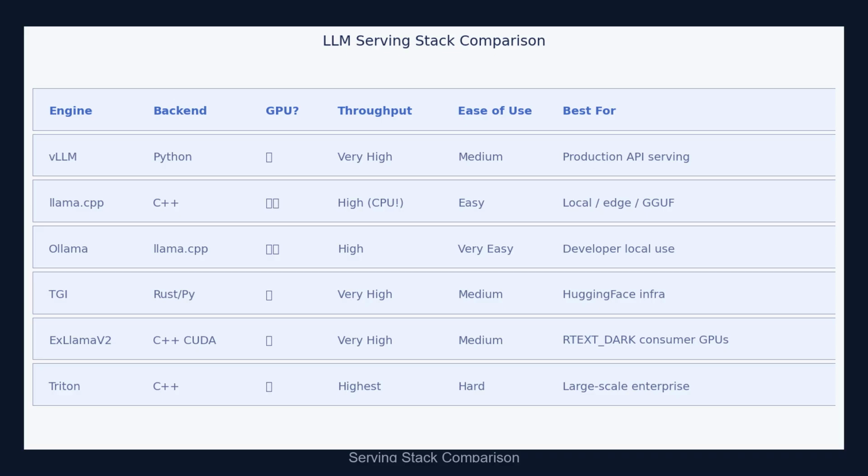TGI from Hugging Face combines Rust and Python for very high throughput and integrates naturally with the Hugging Face ecosystem. ExLlama v2 targets consumer GPUs specifically and achieves very high throughput on hardware like your P40s, worth evaluating if vLLM's memory requirements are a concern. Triton sits at the enterprise end, maximum throughput, maximum complexity, built for large-scale infrastructure teams. For your current setup, vLLM or ExLlama v2 are the most relevant options to explore next.